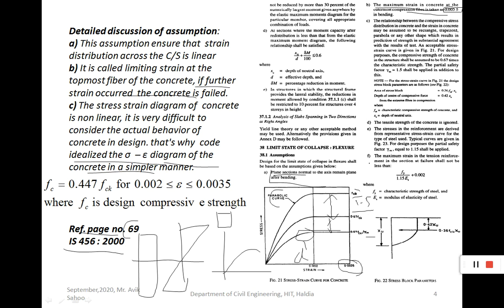Next, the maximum strain in tension reinforcement at failure shall not be less than Fy by 1.15 Es. Fy means the yield stress, and 1.15 is the factor of safety of the material, and Es is the modulus of elasticity of steel.